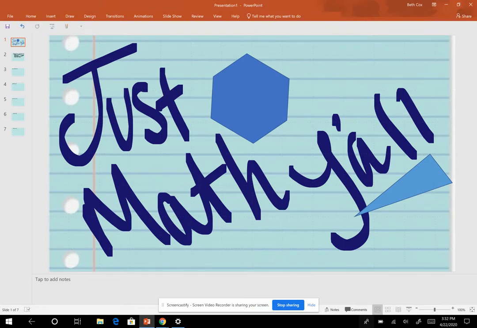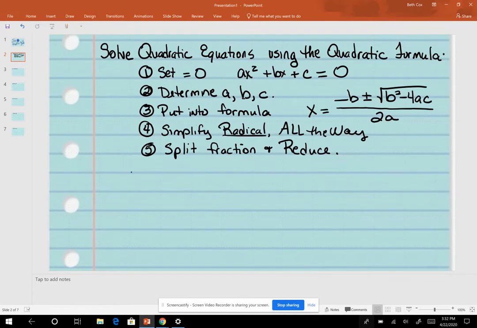We are today going to look at solving quadratic equations using the quadratic formula. Okay, so just quickly, these are our steps. Make sure you know there's steps to do.